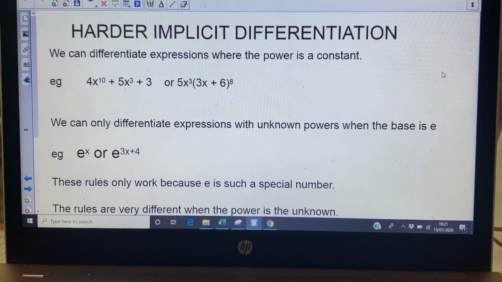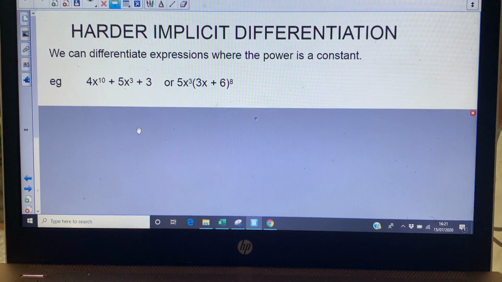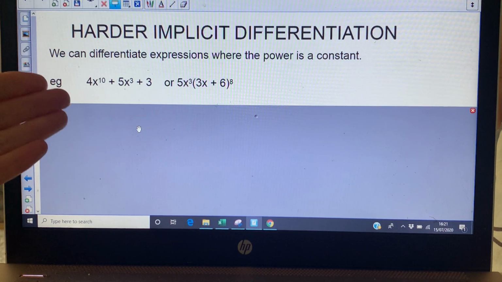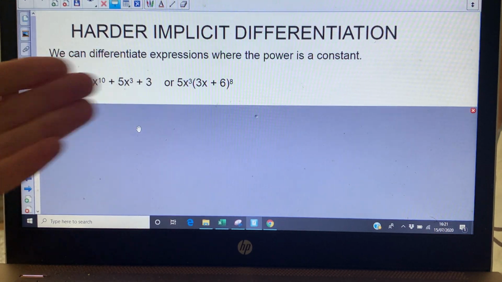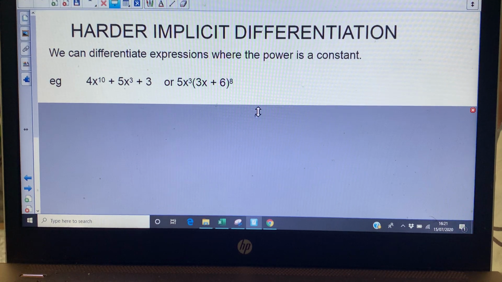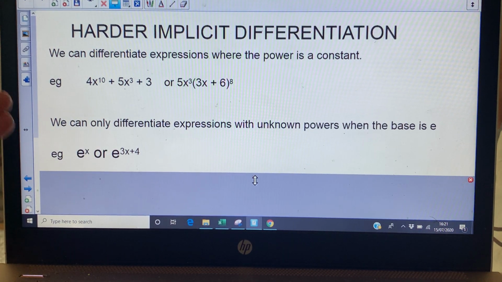Okay, harder implicit differentiation. So far, again, you've been able to differentiate expressions where the power is a constant. For example, you've got 4x to the power 10. You can differentiate things like this. You can differentiate them when they're like that. Products, quotients, chain rule.